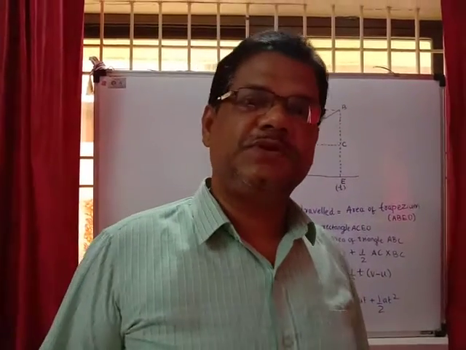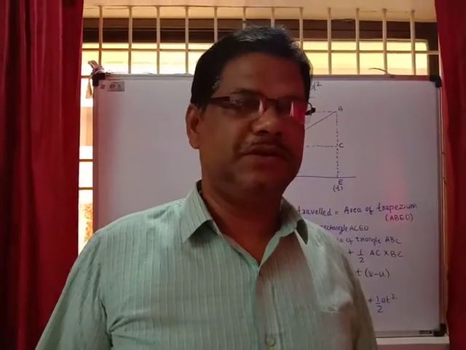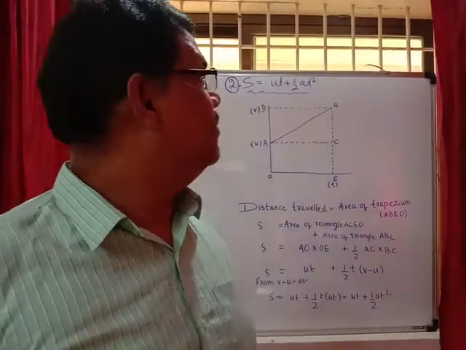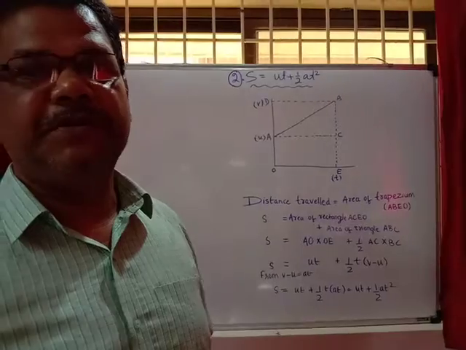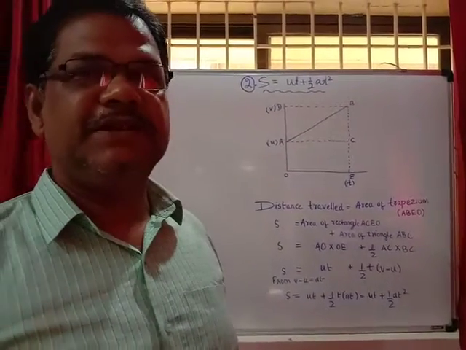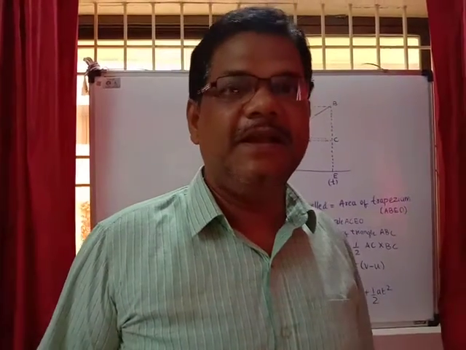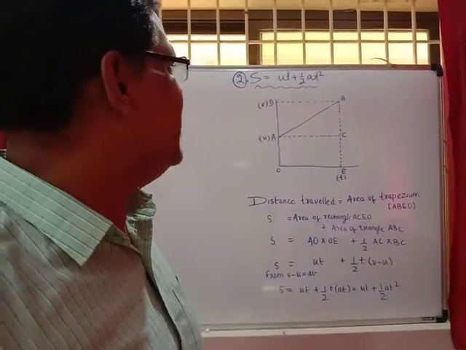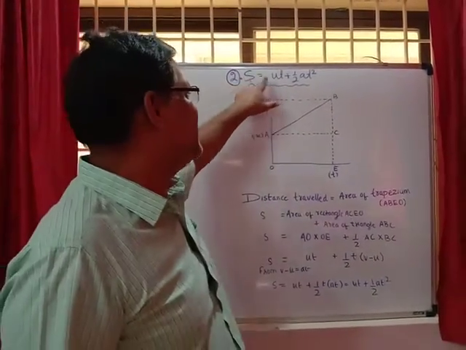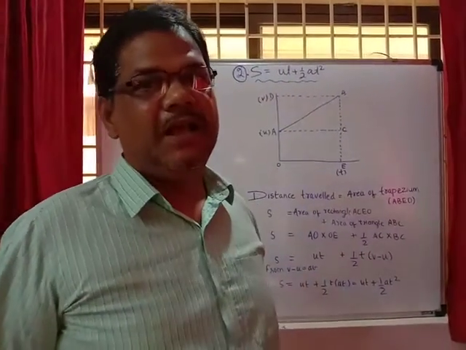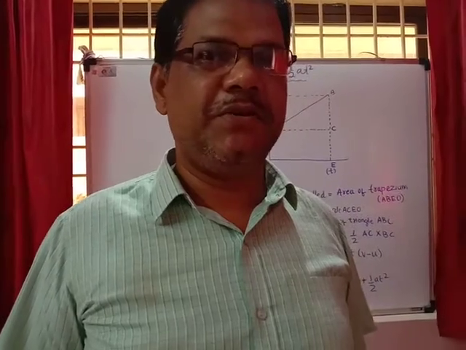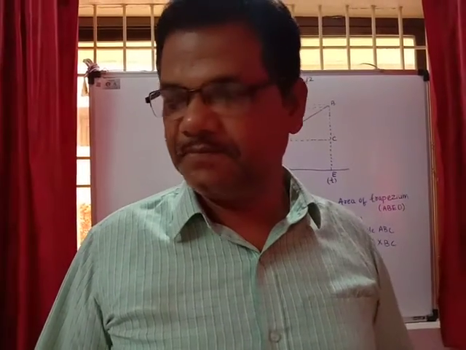This is the last portion of your chapter, motion. And there are two equations left to derive. One is s equal to ut plus half at square, the position-time equation, because it finds the relation between the position s and time t. And another equation you have to derive is v square minus u square equal to 2as.